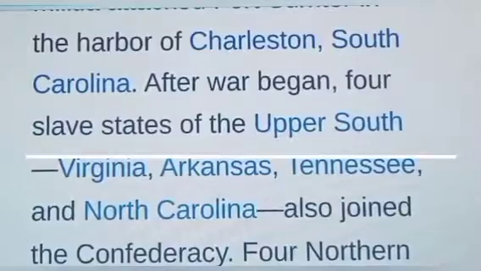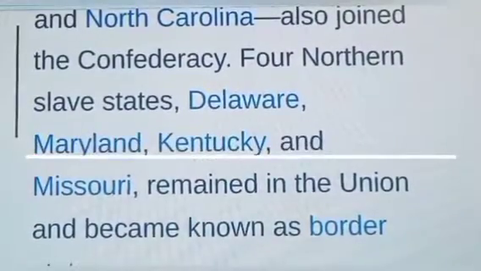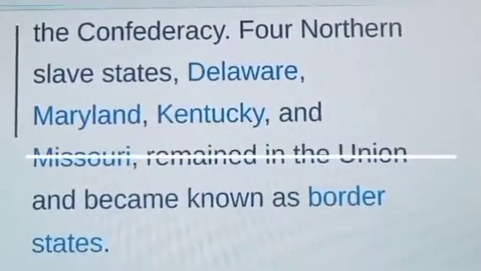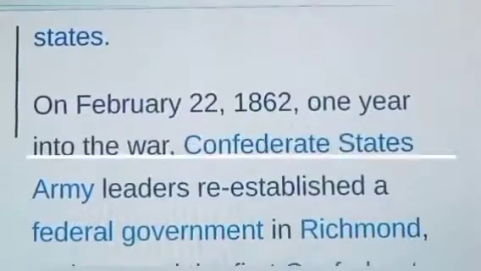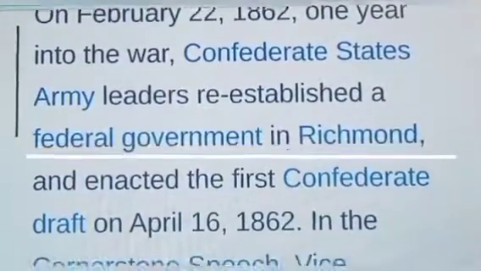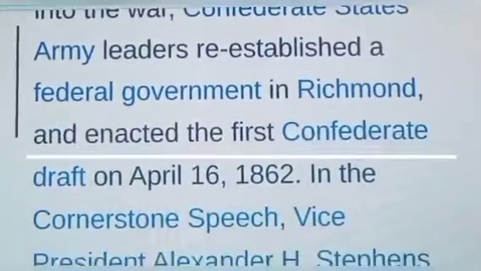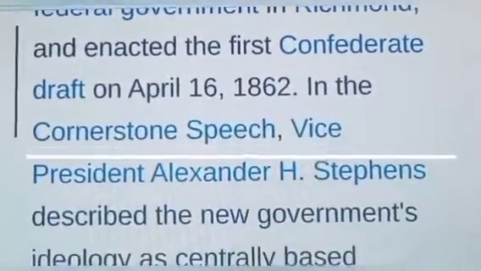After the war began, 4 slave states of the Upper South, Virginia, Arkansas, Tennessee, and North Carolina, also joined the Confederacy. 4 northern slave states, Delaware, Maryland, Kentucky, and Missouri, remained in the Union and became known as border states. On February 22, 1862, 1 year into the war, Confederate States Army leaders reestablished a federal government in Richmond and enacted the first Confederate draft on April 16, 1862.